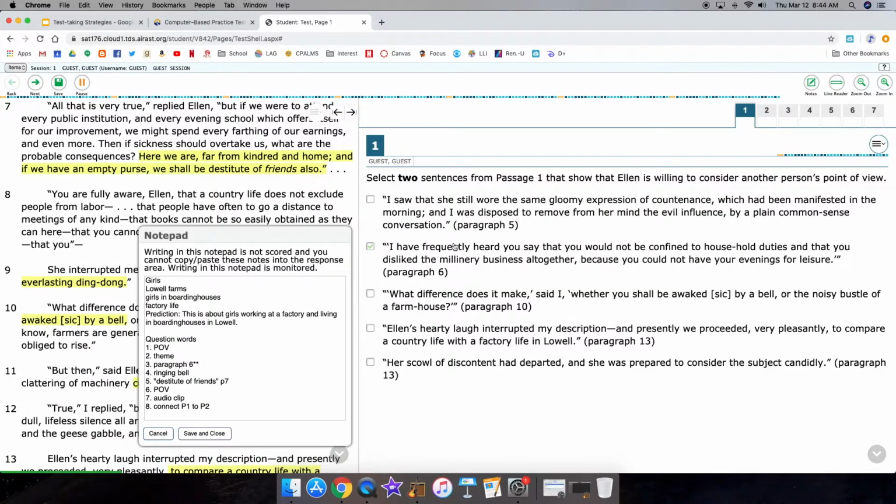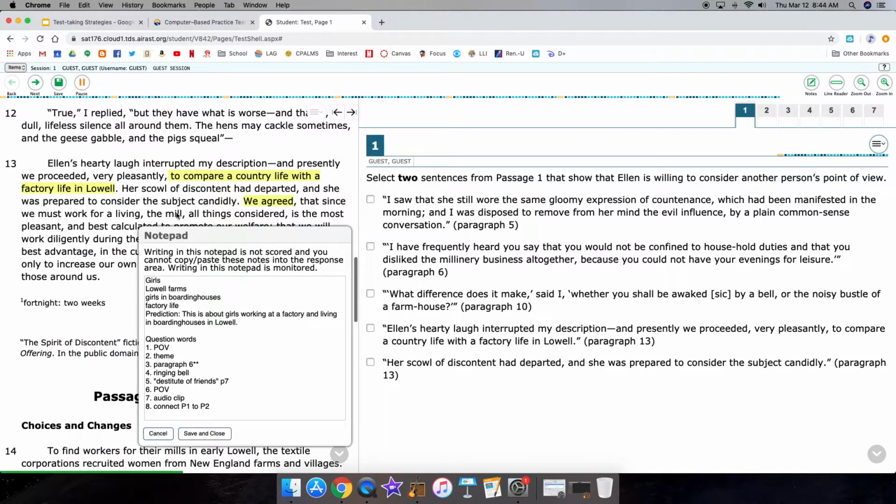So let's go to question 1. Select 2 sentences from passage 1 that show that Ellen is willing to consider another person's point of view. Well, that happened down here, right? When they agreed. So let's go ahead and find an answer from paragraph 13 probably. So I don't even have to look at paragraph 5, 6, or 10. I know it's going to be one of these 2.